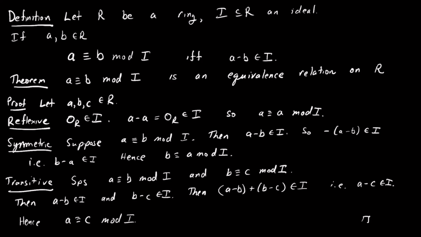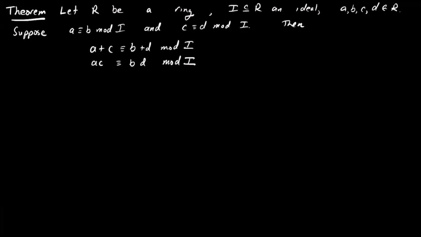Okay, and I've shown that congruence modulo I is an equivalence relation. The next thing we're going to want to show is that we can actually do arithmetic modulo I, just like we had arithmetic modulo n when we worked with the integers. So the next thing we're going to prove is that we can actually do arithmetic modulo I, just like we could do arithmetic modulo n.